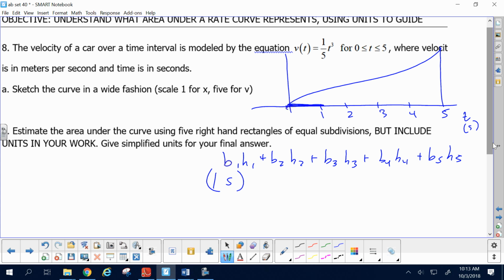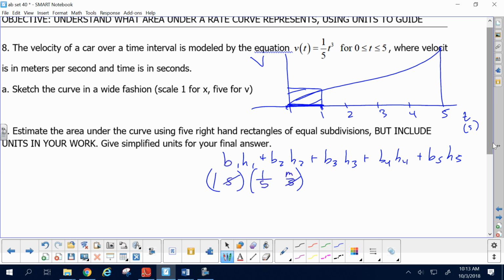The height, it's right-hand rectangles. So the right-hand rectangle would be using the velocity at 1. You tracking? What is the velocity at time 1? 1/5. What are the units on velocity? Meters per second. All right, now this is the point of all this rectangle stuff. That area is not just some generic rectangle area. Who gives a rip? When I multiply and find that area, it represents how many meters this person went in 1 second.